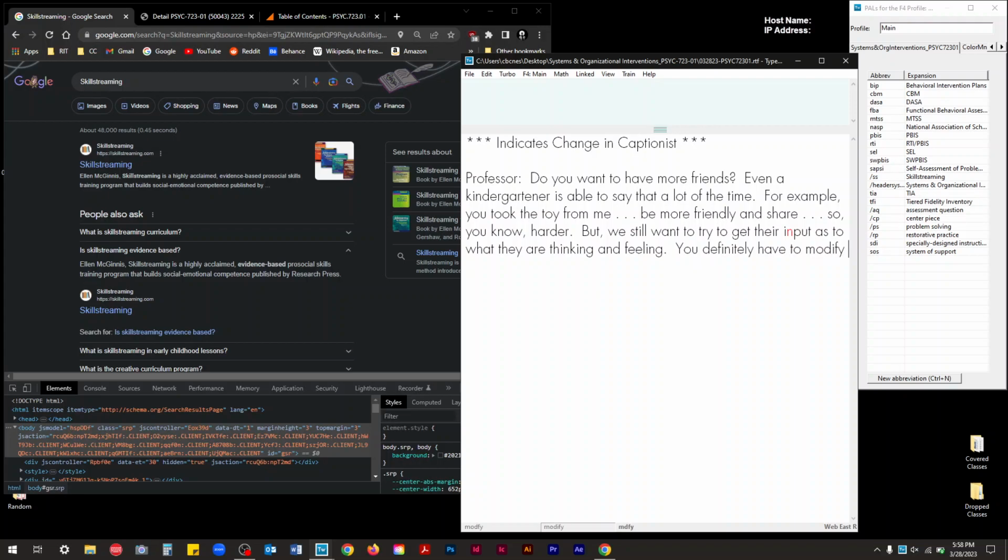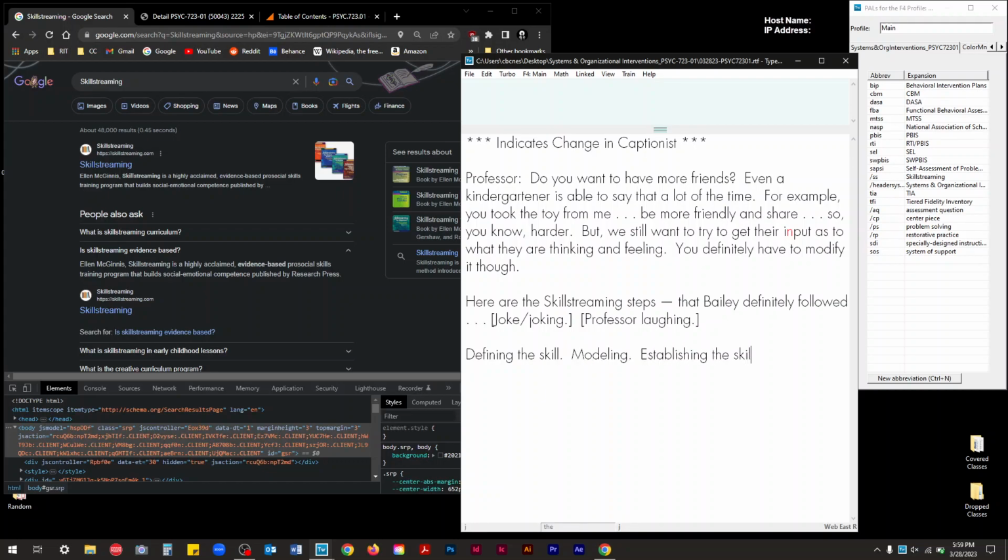So here's the skill streaming steps that Bailey definitely followed. So 9 steps: defining the skill, modeling the skill, really establishing that need, selecting the role player, setting up the role play, conducting it, providing feedback, assigning skill homework, and then having that next play, selecting the next person to engage in that role play. So the role play can be really something that's pretty powerful. Actually doing it and pretending that you're doing those skills, you're going to get a little bit more generalization out there when they leave your office.